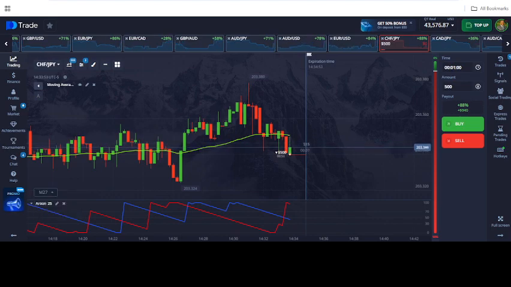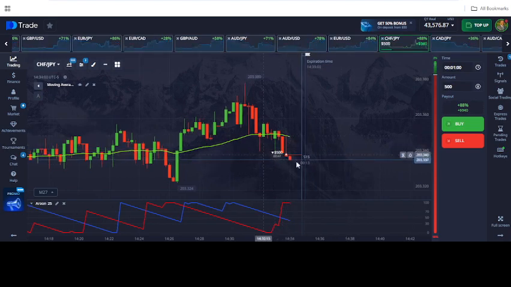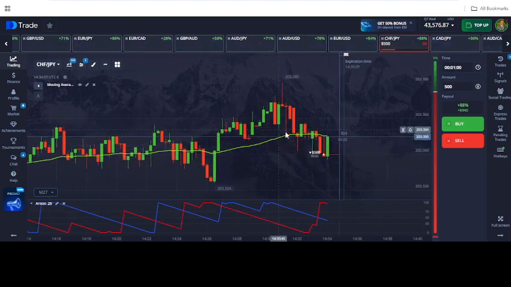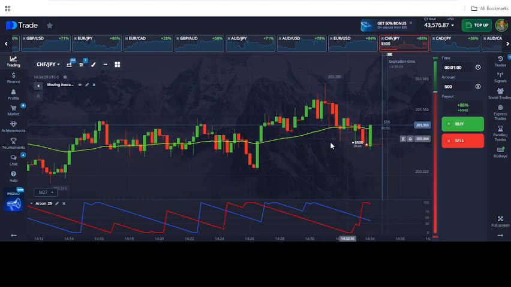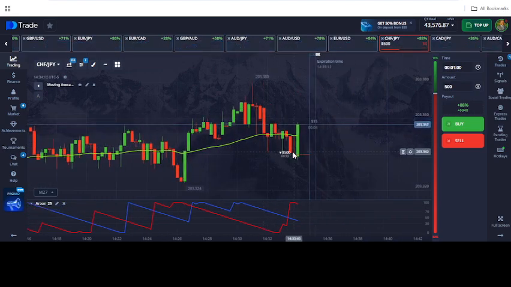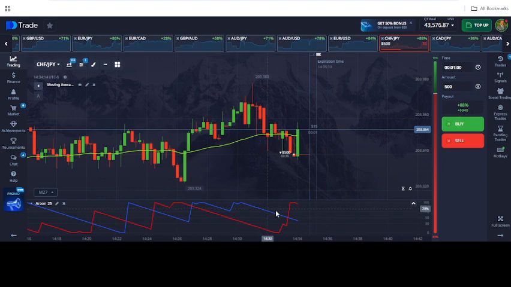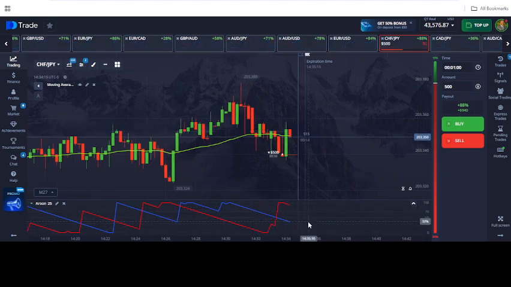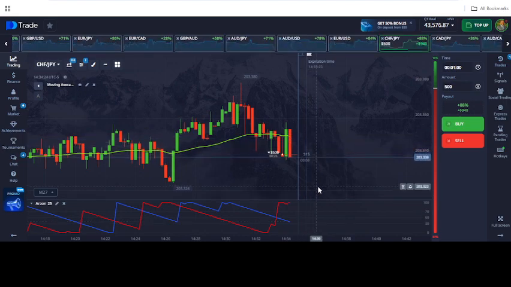Okay, so I'm on the Swiss franc Japanese yen currency pair, and I just took a sell trade here. And the reason why I took the sell trade here is this candle crossed below the 50 EMA line here in a downward direction. And secondly, we have the Aroon up line crossing the red Aroon down line in a downward direction. So this suggests a continued bearish momentum to the downside. So let's monitor this trade and wait for the expiration.